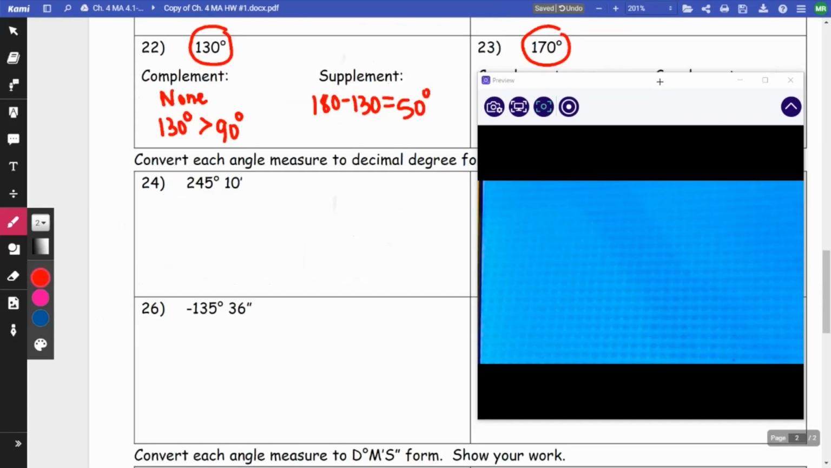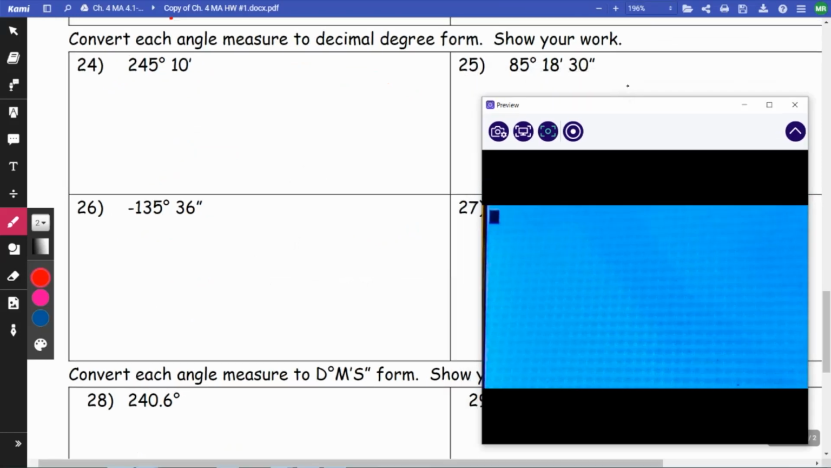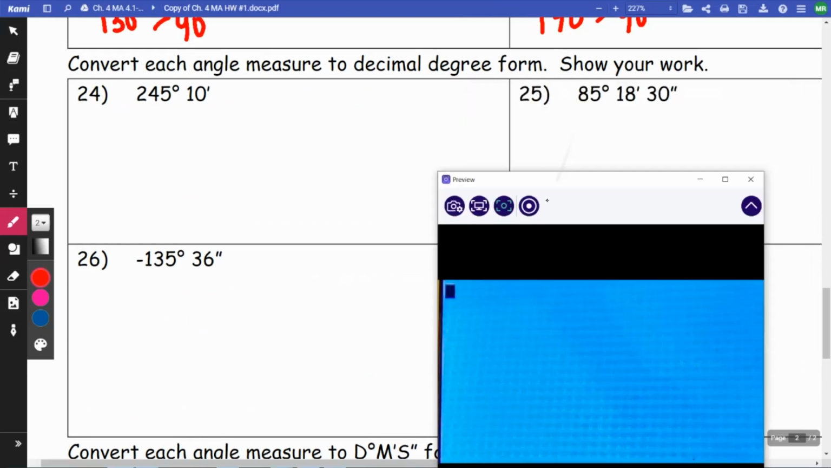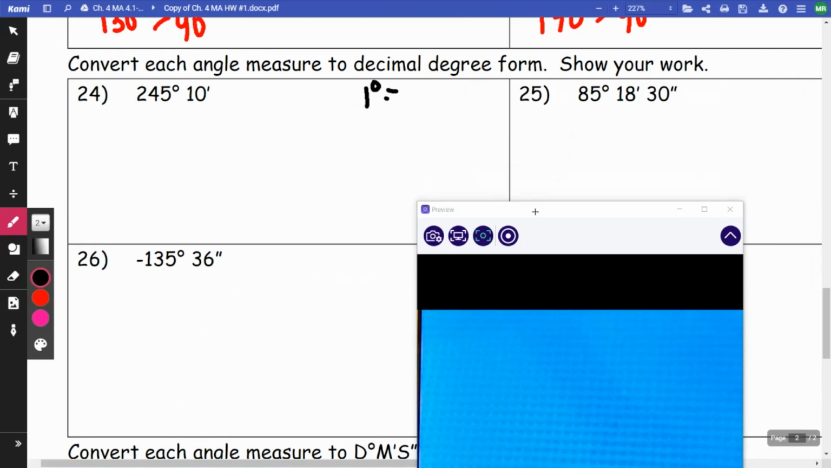These next sections, we're going to be changing from degrees, minutes, seconds to decimal degrees, and on the next section going from degrees to degrees, minutes, seconds. So what we need to remember is the following: 1 degree is equal to 60 minutes. 1 minute is equal to 60 seconds, which means 1 degree is going to be equal to 60 minutes with 60 seconds, which is going to be 3,600 seconds.